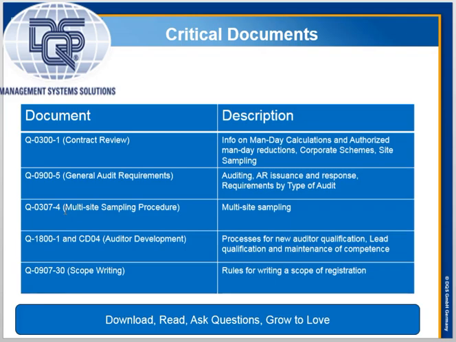Site sampling, Q0307-4. These are the auditor development procedures, the directive CD04 and the procedure 1800-1. When I talked about the Candidate Auditor Path, all of that information came from these two documents. And then Q0907-30 scope writing. These are the rules for writing a scope of registration. You need to download these, read these, ask questions, and learn to love them.